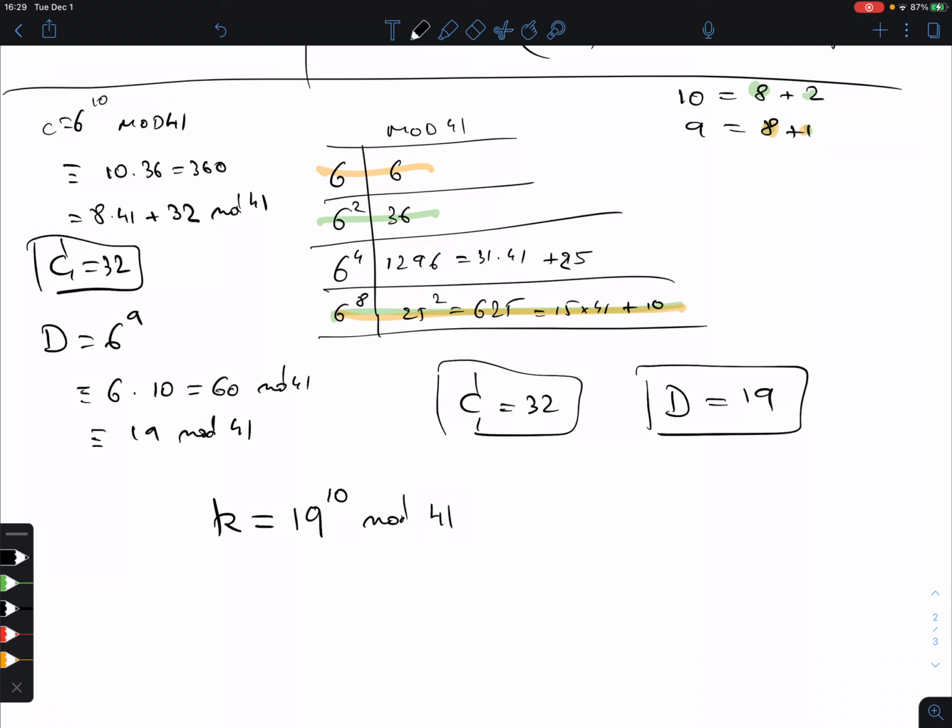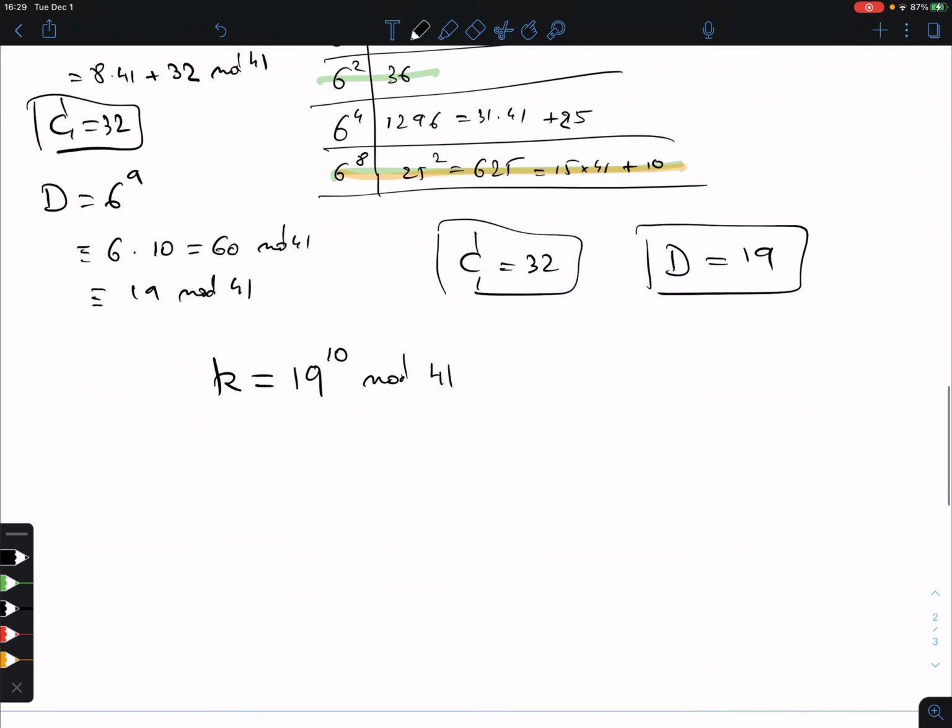Now, this is not 6 anymore, so we have to do the same thing with 19 now. So, okay, let's do this. So here is 19. So 19 squared, that is 361. So this is again mod 41, right? So divide this by 41, that is 8 times 41.